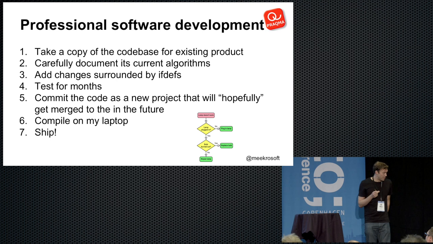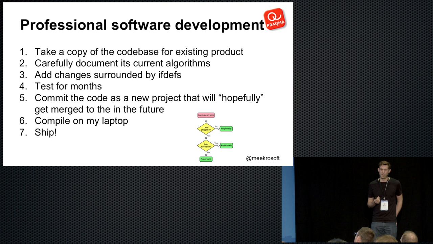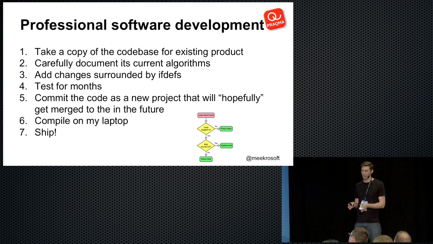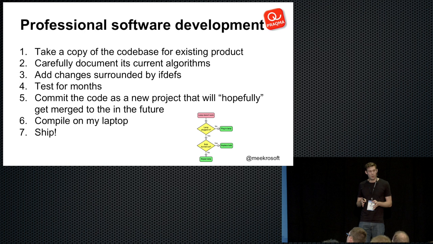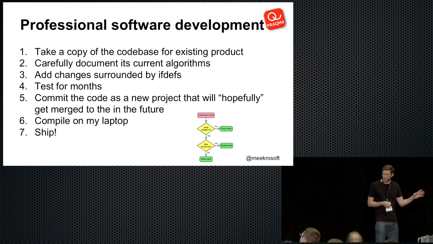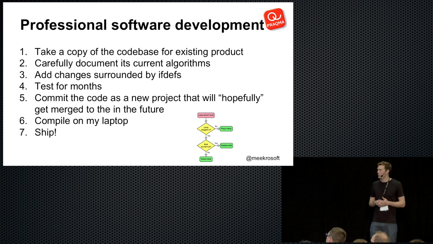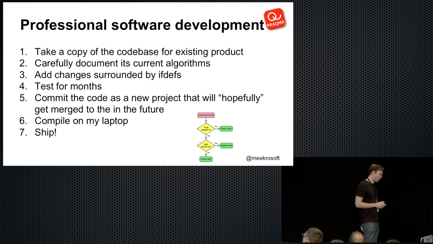So the first thing you do is you want to take a copy of the code base for an existing product. This is a great way to start because it's already been tested. And you know, you're professional and you don't want to cause any harm to the existing product. So you make your own little sandbox copy. Then you carefully document all of its current algorithms because you don't really know what it's supposed to do or how it works. So, I mean, this is a really important thing to get right, so spend a few months on this. And then because you want to hopefully merge your changes back into the original code base that you copied from, you add all your changes surrounded by ifdefs. And of course, if you put it surrounded by ifdefs, everyone will know what code to look at.